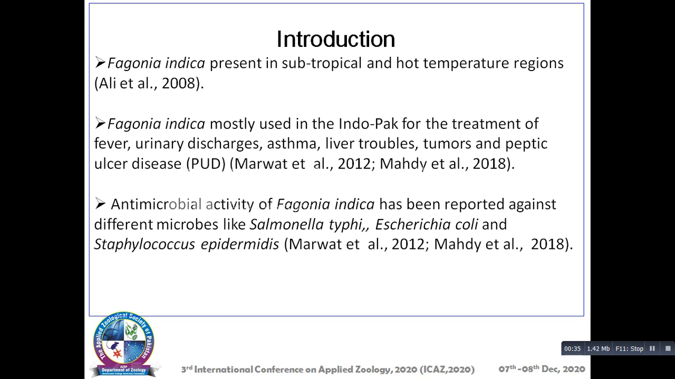Cholistan desert covers 2.6 million hectares of Pakistan. Fagonia indica is present in subtropical and hot temperature regions like Morocco, Tunisia, Algeria, Cyprus, Saudi Arabia, and dry regions of salty rocks of India and western Pakistan. It is mostly used in the Indo-Pak region for the treatment of fever, urinary discharges, asthma, liver troubles, tumors, and peptic ulcer diseases. Antimicrobial activity of Fagonia indica has been reported against different microbes like Salmonella typhi, Escherichia coli, and Staphylococcus epidermidis.